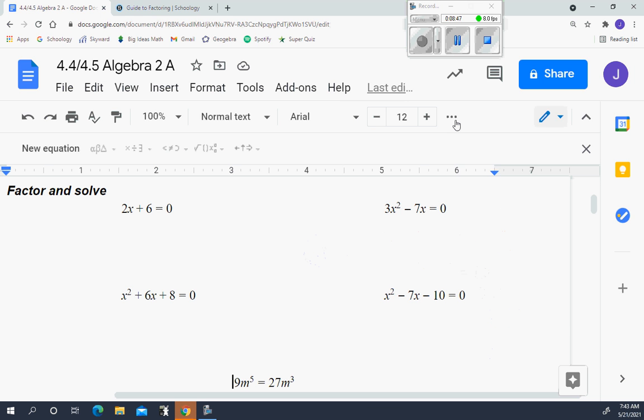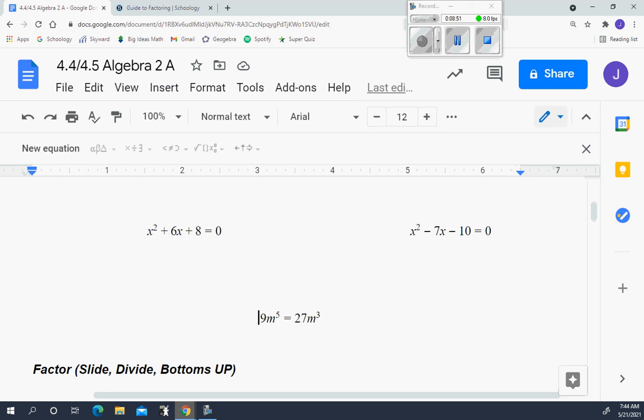Now, next one. We have a trinomial. X squared plus 6x plus 8 equals 0. First thing I want you to do, look for common factors. X squared and 6x, they have an x in common, but in order to take out an x, this last number would have to have at least one x. And I don't see an x with that 8. So there are no common factors.